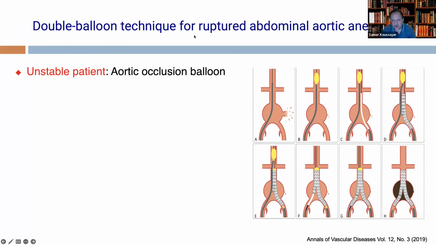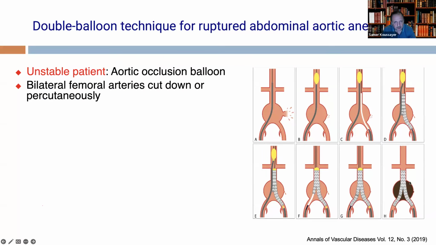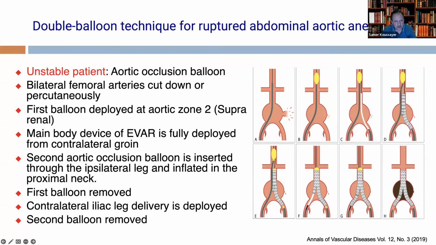This is how you do the aortic balloon. You see the double balloon? This is the way as I described. You put the balloon from the contralateral side, you put the ipsilateral, you put the second balloon, you deflate the first one, you take it out, and then you connect the contralateral limb, deploy it, and the last thing you take the balloon out.